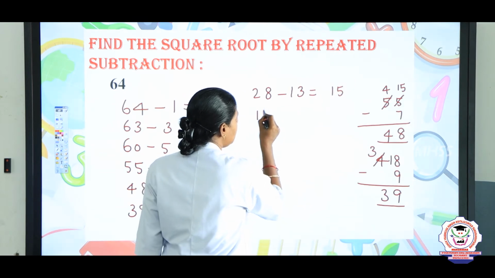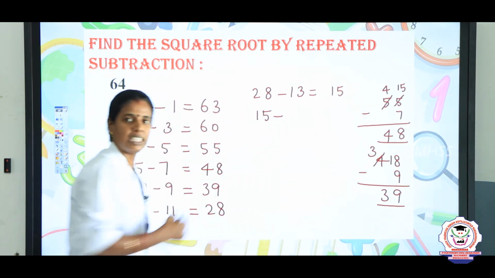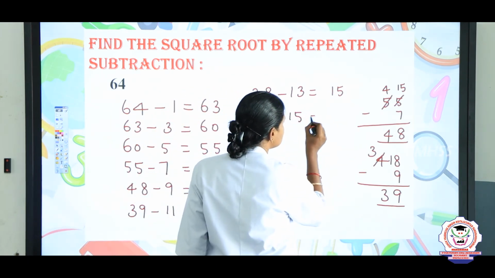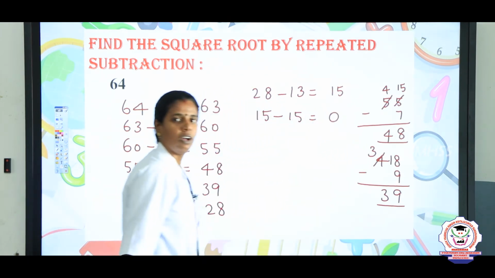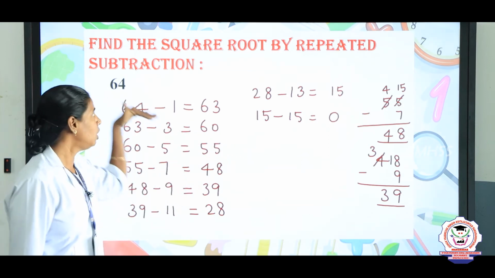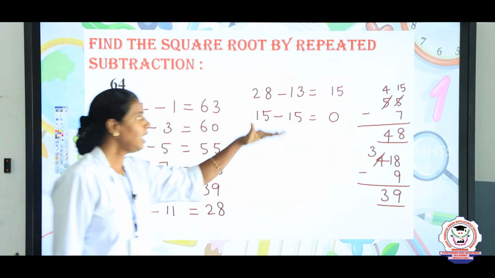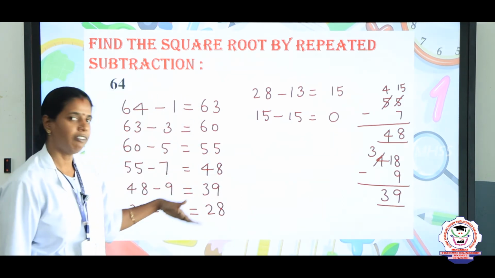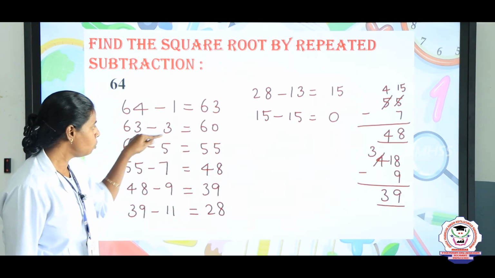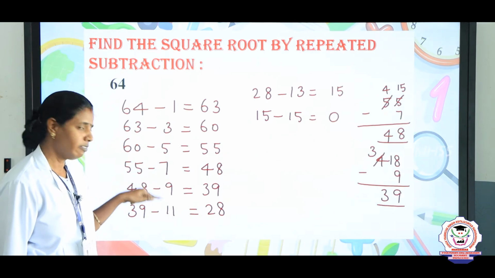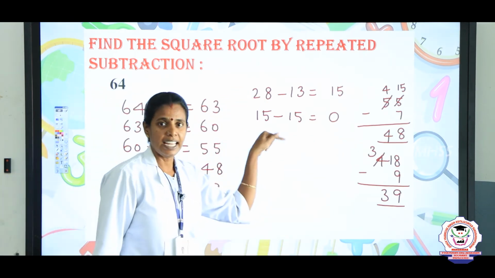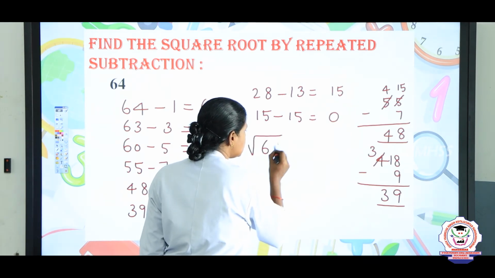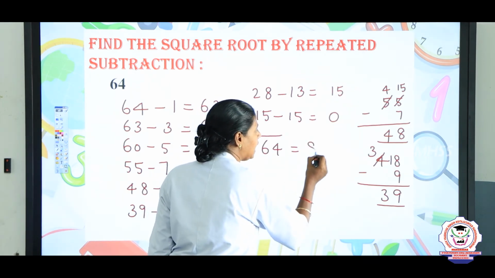Next, 15 minus, the next odd number after 13 is 15. So 15 minus 15 equal to what? 0. Finally we got 0. For all the perfect square numbers, surely we will get 0 at the last step, right? Now how many steps have we done here? 1, 2, 3, 4, 5, 6, 7, 8, right? So therefore the square root of 64 equal to 8.